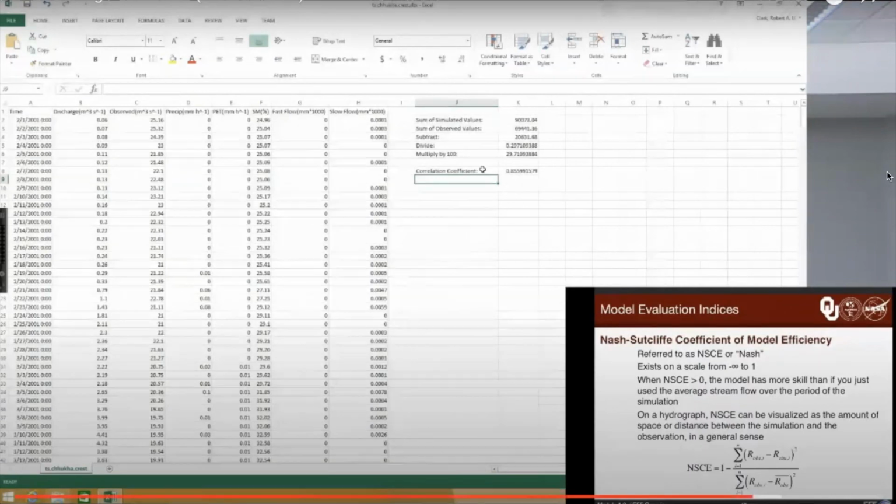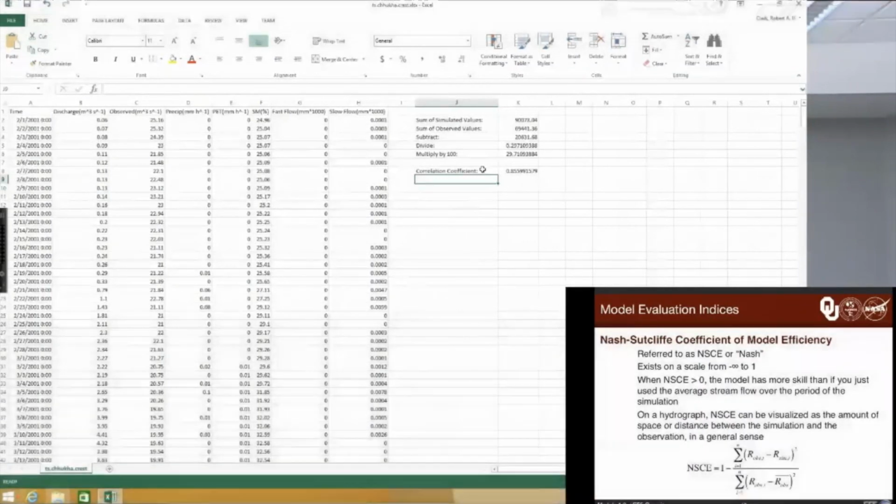What we're saying is that the model has more skill than if you just use the average stream flow from the observations over the period of the simulation.